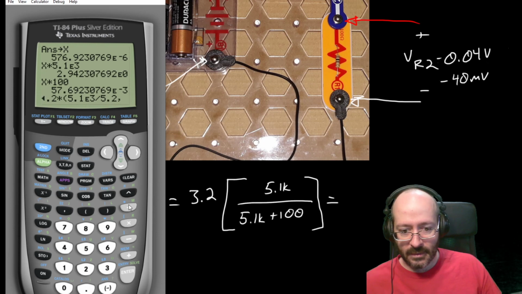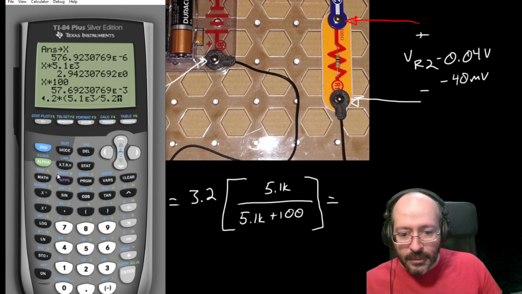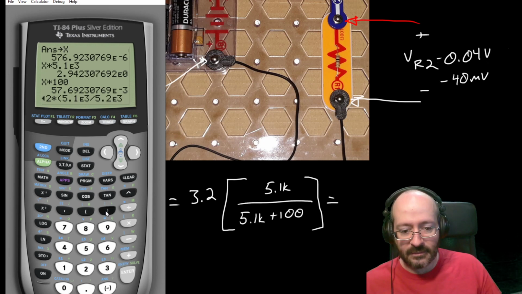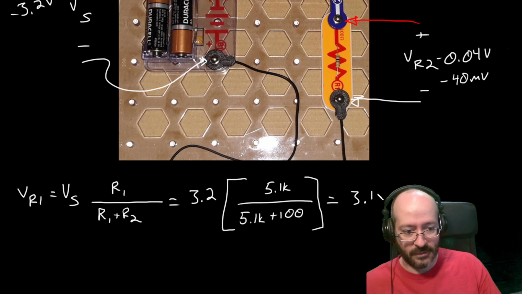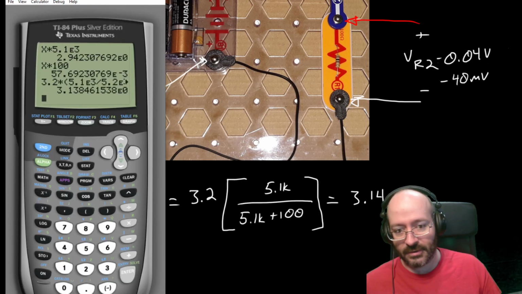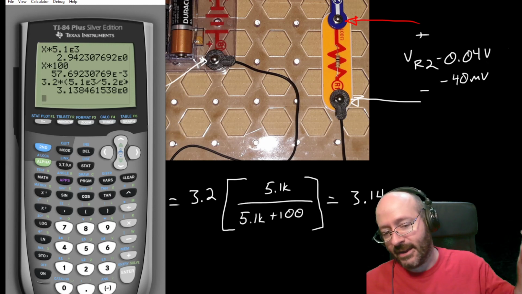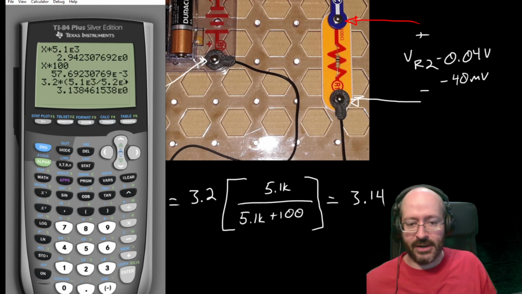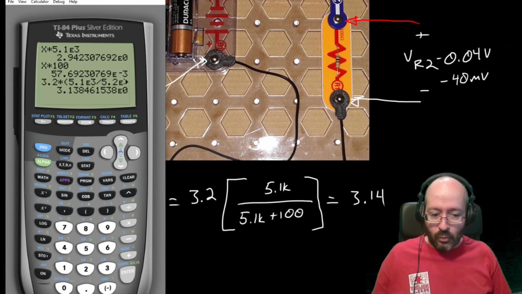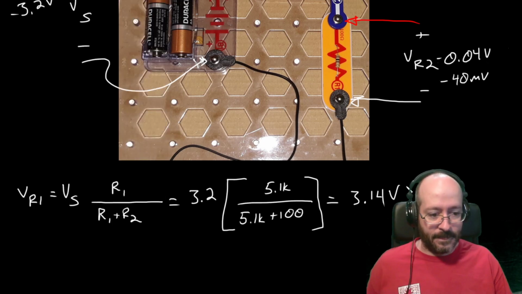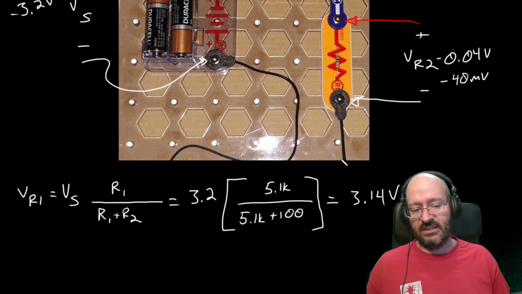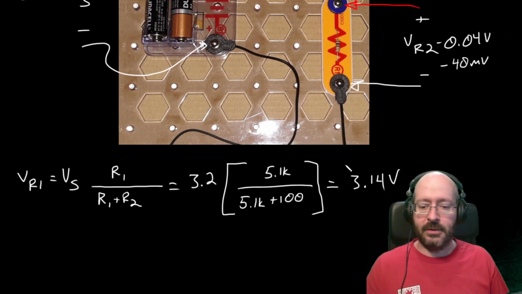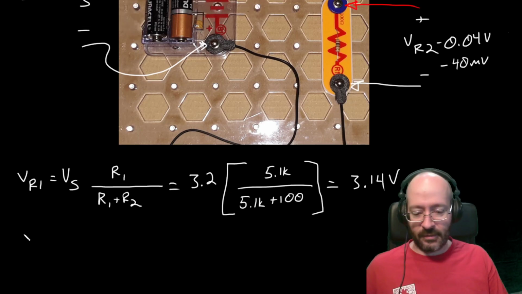Okay. And so I calculated 3.14. I hate that it disappears when I do that. 3.138. I'm going to round that a little bit, so I'm even adding some additional error by rounding. 3.14 volts. Okay. And what he measured was 3.15. So I'd call that in the ballpark. Okay. Now we can do the same thing for VR2.